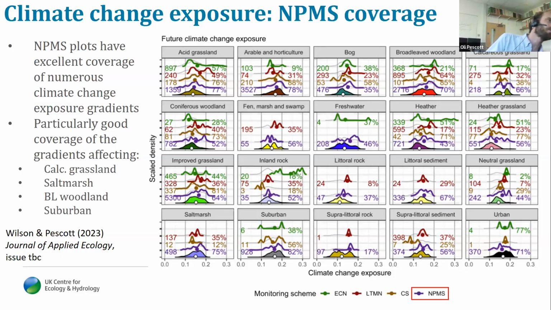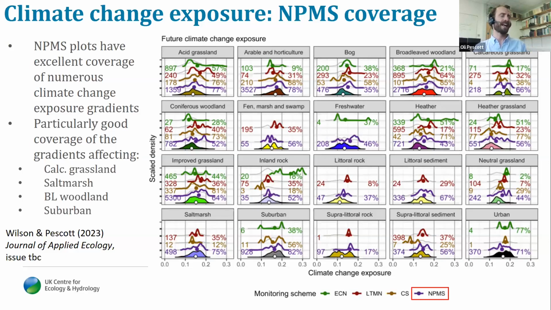So this is a somewhat complicated chart, but I can talk you through the top right-hand cell, the one that says calcareous grassland. The bottom field distribution there, which is filled in with green with a white dot in the center, that's the result of taking the calcareous grassland in the land cover map, randomly sampling it, and then grabbing those randomly sampled climate exposure gradients. So that's a distribution of the climate change exposure across the whole of the UK calcareous grassland as it was in 2019.